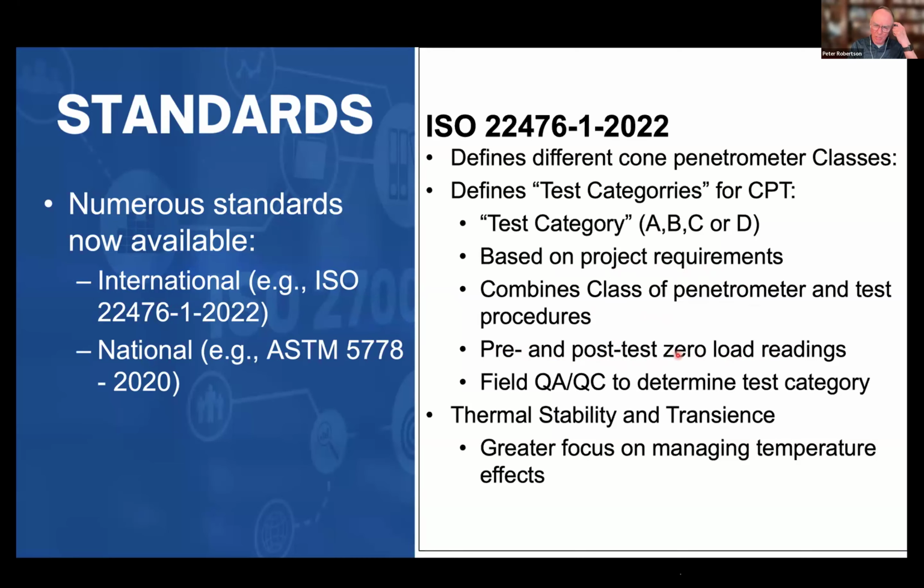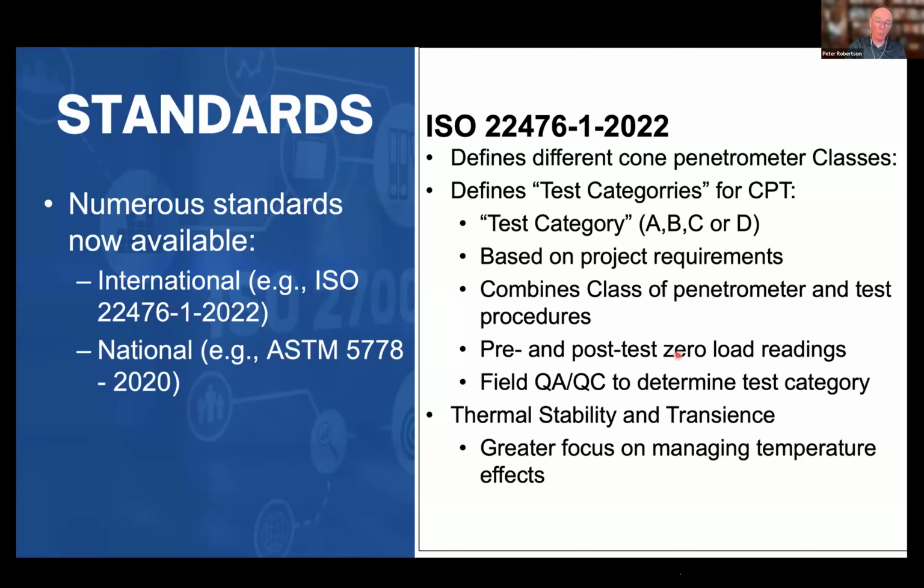The biggest thing that comes out of it is something we developed almost 50 years ago, which was the importance of taking zero load readings before and after every sounding. So before you start a sounding, you take a zero load reading on the tip, sleeve, and pore pressure. That tells you the baseline that everything is going to be referenced to. And at the end of the test, when you pull the cone out, you wipe the dirt off and you take another set of zero load readings. So you have pre and post zero load readings.